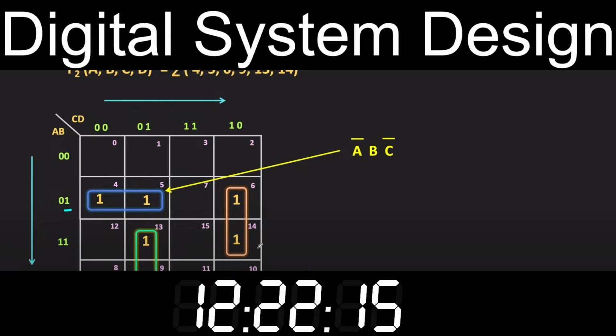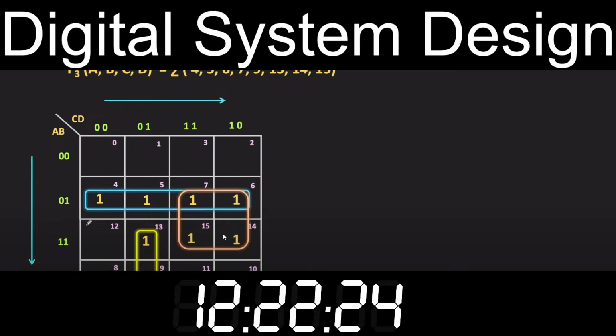Similarly, we can group only this one. That means while minimizing, whenever it is possible, instead of making the group of these two ones, we can make the group of four ones. And by making the group of 4, we can reduce the number of variables in that product term. That means while minimizing, whenever it is possible, try to make the bigger group of ones so that we can reduce the number of variables in that product term.